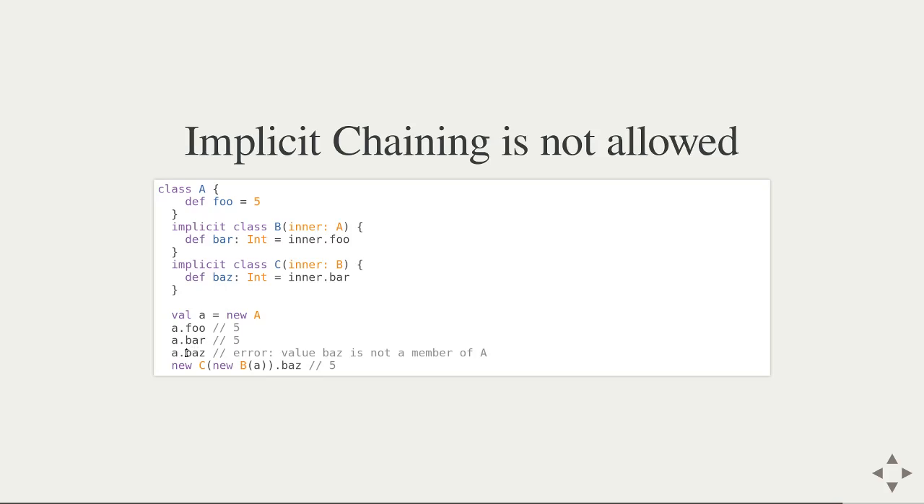C does, but I can't implicitly convert an A directly to a C. If I could make two hops, I could, but that's not allowed. We should be grateful that it's not allowed because it would really make things convoluted and it would slow the compiler down a lot. So that is a type error, and I can explicitly convert my A to a B and call baz on it, or I can explicitly do the whole way and call baz on it.